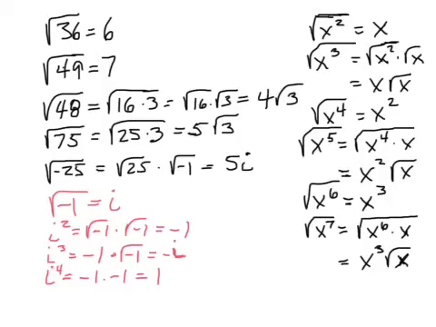Now back over to the left-hand side. The square root of negative 25. Plug that in your calculator and it'll give you an error. Here's how we're going to deal with that. The square root of negative 25 is the square root of 25 times the square root of negative 1. The square root of 25 is 5.